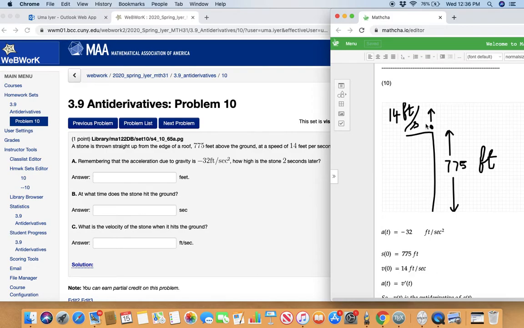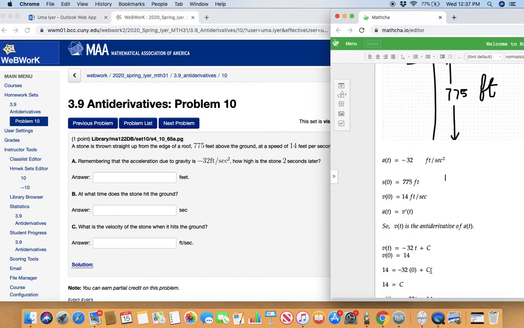Positive means it's going up. Negative would mean I'm throwing it down. You understand the difference? Throwing it up gives me positive velocity. Throwing it down gives me negative velocity. But at present I have thrown it up, so that's a positive.